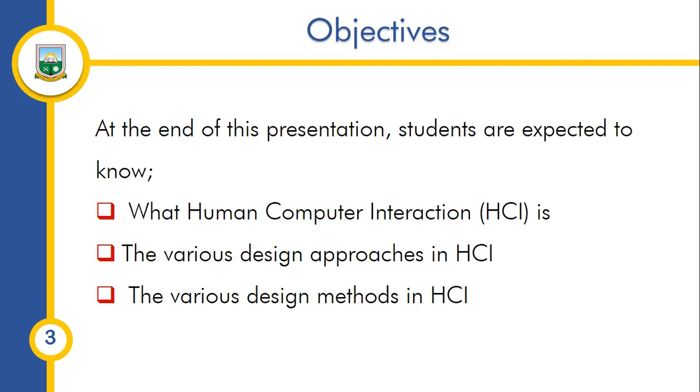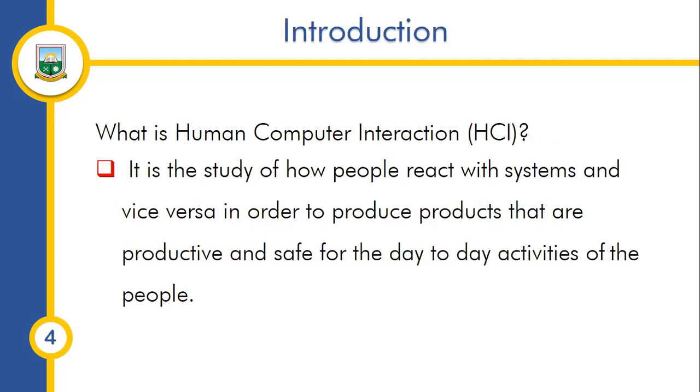So let's get straight to the point. Human-computer interaction is a study of how people react to systems, in order to produce products that are productive and safe for the day-to-day activities of people. So, how human beings interact with systems for results to be produced. That's basically what human-computer interaction talks about.